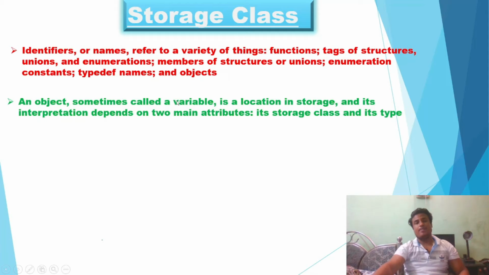An object, sometimes called a variable, is a location in storage, and its interpretation depends on 2 main attributes: the storage class and its type. So whatever I explained in the last slide, that an object sometimes called a variable is a location in storage. How the identifier we define will be stored in the storage defined for a process, whenever our code is converted into a .o or object file, and how we interpret it depends on the 2 main attributes, that is the storage class and its type. We will discuss the type in another lecture when I discuss structure and union. Leave it for now.